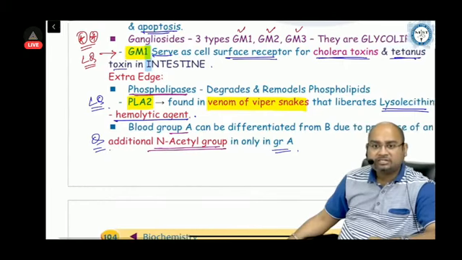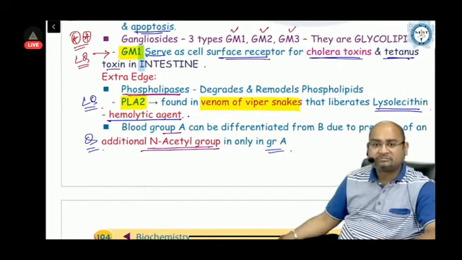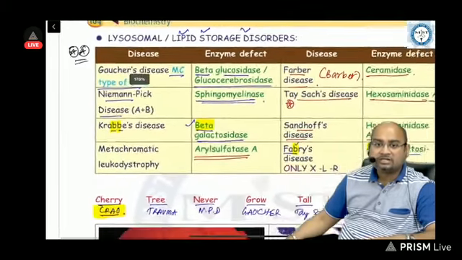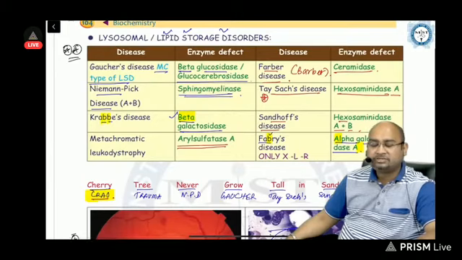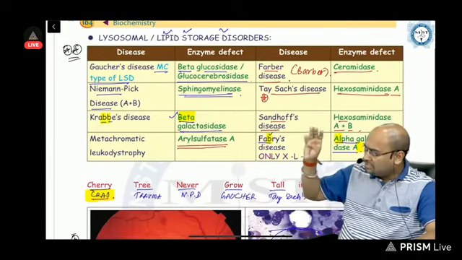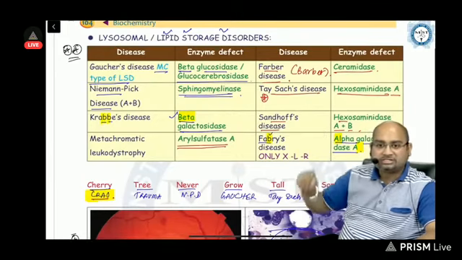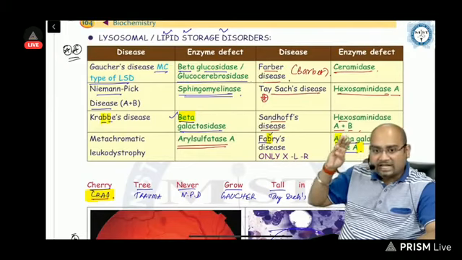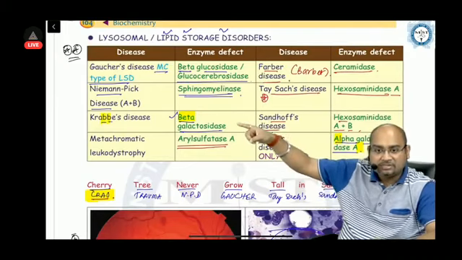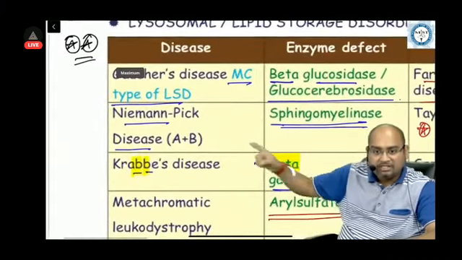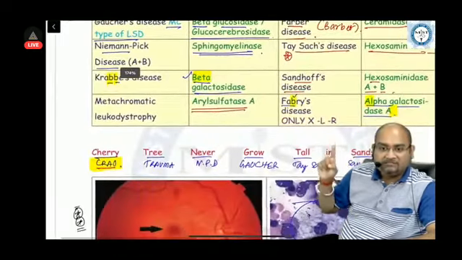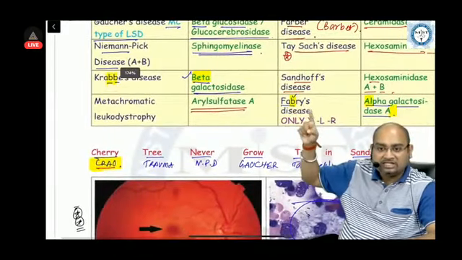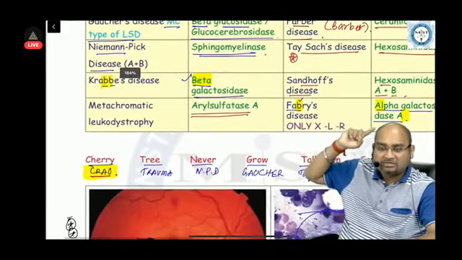Phospholipase A2 is found in the venom of the viper snakes, beta, and it releases a hemolytic agent called lysolecithin. Now the lysosomal or lipid storage disorders. Beta glucosidase deficiency, Gaucher's disease. Beta galactosidase, Krabbe, with a double B, that's why it is beta. Fabry, my dear friends, with a single B, it is alpha galactosidase A.